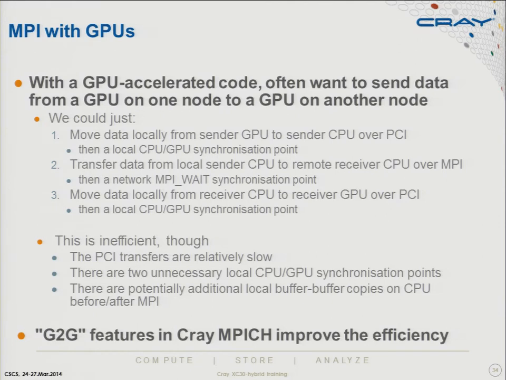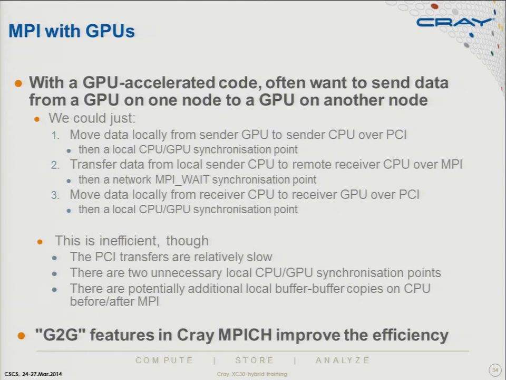There's no change. But this is inefficient, and it's inefficient because, first of all, the PCI transfers are quite slow between CPU and GPU. And this isn't anything special to Daint, it's just the fact that you're running on PCI 2 because that's what's supported for the Kepler cards.